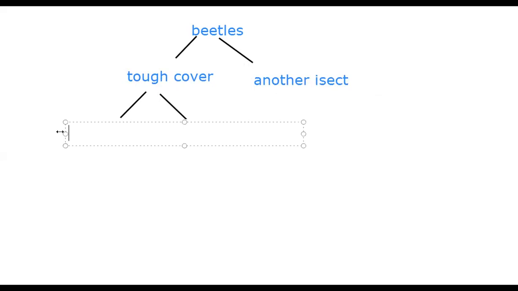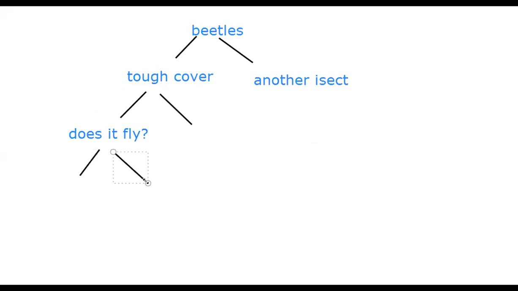For example, let's say, does it fly? I have two more choices, yes or no. If it's no, I will not take care of this answer. I will go to another question if it's yes.